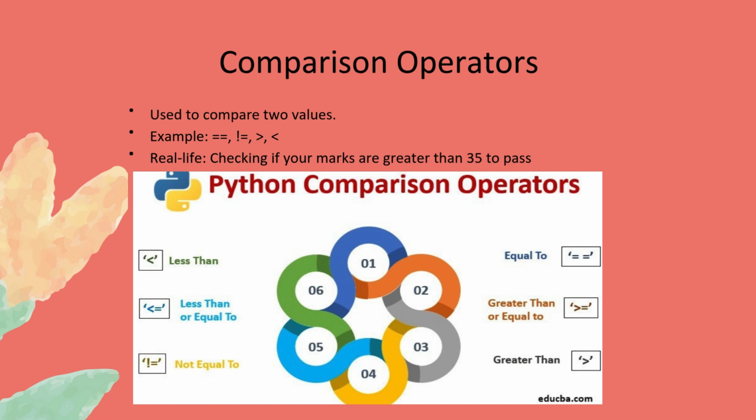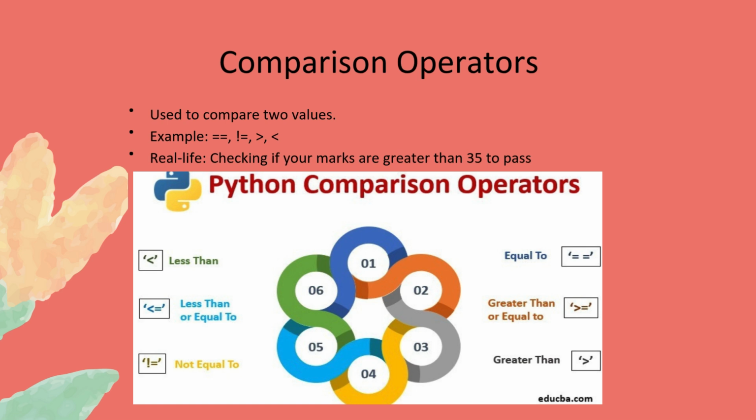Now that we have covered arithmetic operators, let's move on to another super important category, relational operators, also known as comparison operators. These operators don't perform calculations. Instead, they compare two values and return either true or false based on the comparison. Let me list them for you. Equal to, not equal to, greater than, less than, greater than or equal to, less than or equal to. Let's just understand what they do.